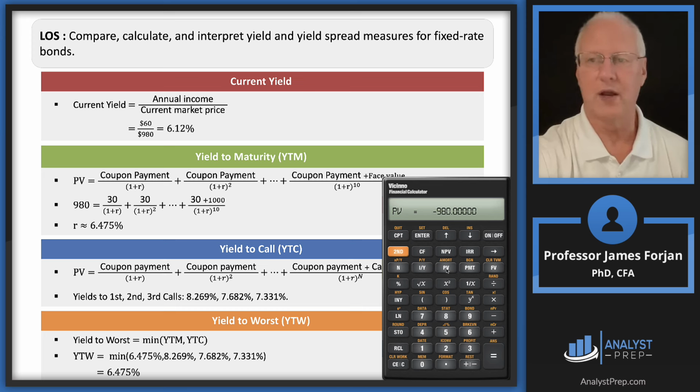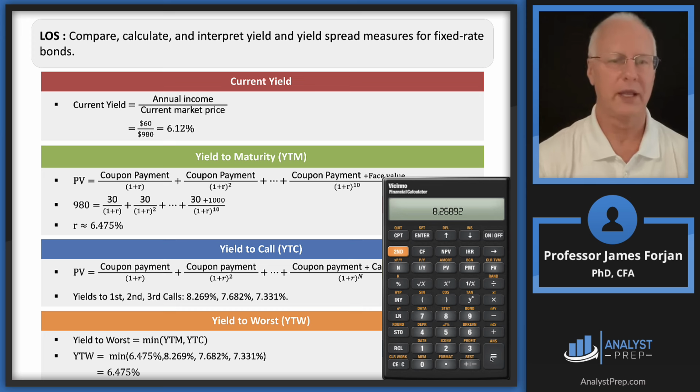So that's present value. But now we're going to make the call price not 1,000, but $1,050. And N is going to be 3 years from now when that bond can first be called. So we'll make 6 N, and then we'll do compute I. That gives me that semi-annual number, multiply that by 2, and you get 8.26, and there it is.